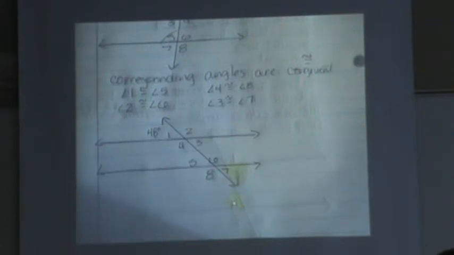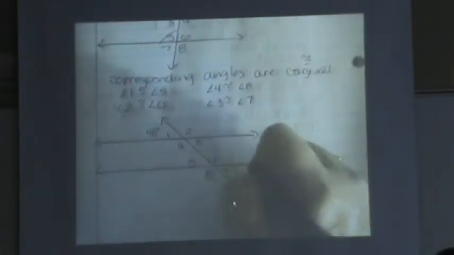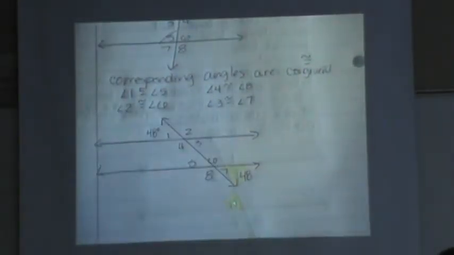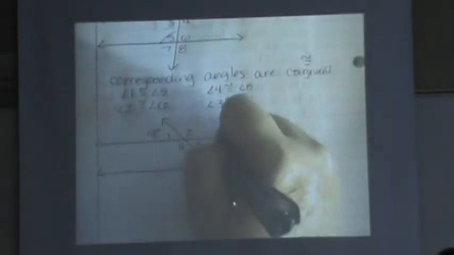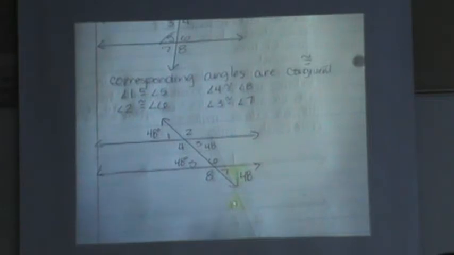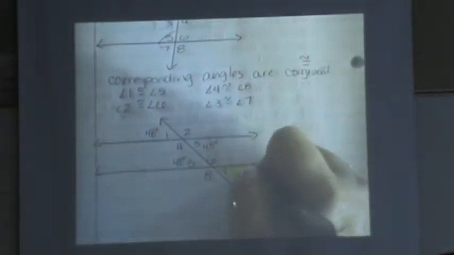Angle 7 is 48. How do you know that? Because angle 3 will be congruent? 48 too. Which one can be 48? Angle 3. Angle 3, okay. Angle 5, okay. Angle 2 is not going to be 48. We learned this at school.